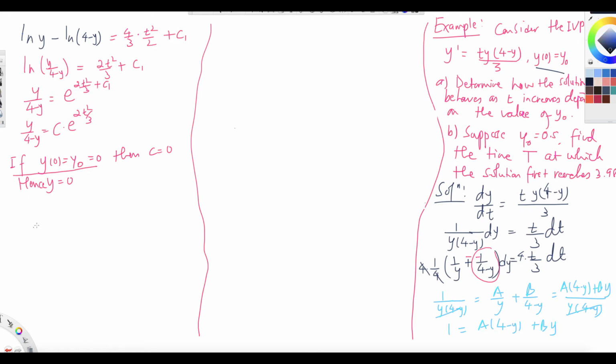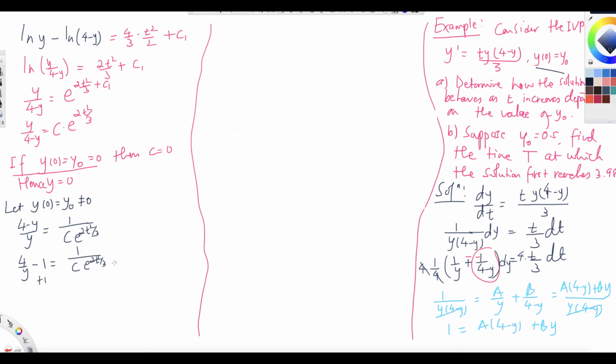Okay, so the next thing is let y0, y sub 0, not be 0. If this is not 0, then how can you write this? Let me write this down, because I want to solve for y. I want to write explicitly for y. Okay, so how do you do that? I can write (4 minus y) over y equals 1 over c times e to the 2t squared divided by 3. I can write it this way. Okay, so how do you write the left side? The left side will be 4 over y, and then minus y over y will be 1, right? Equals 1 over c times e to the 2t squared over 3.